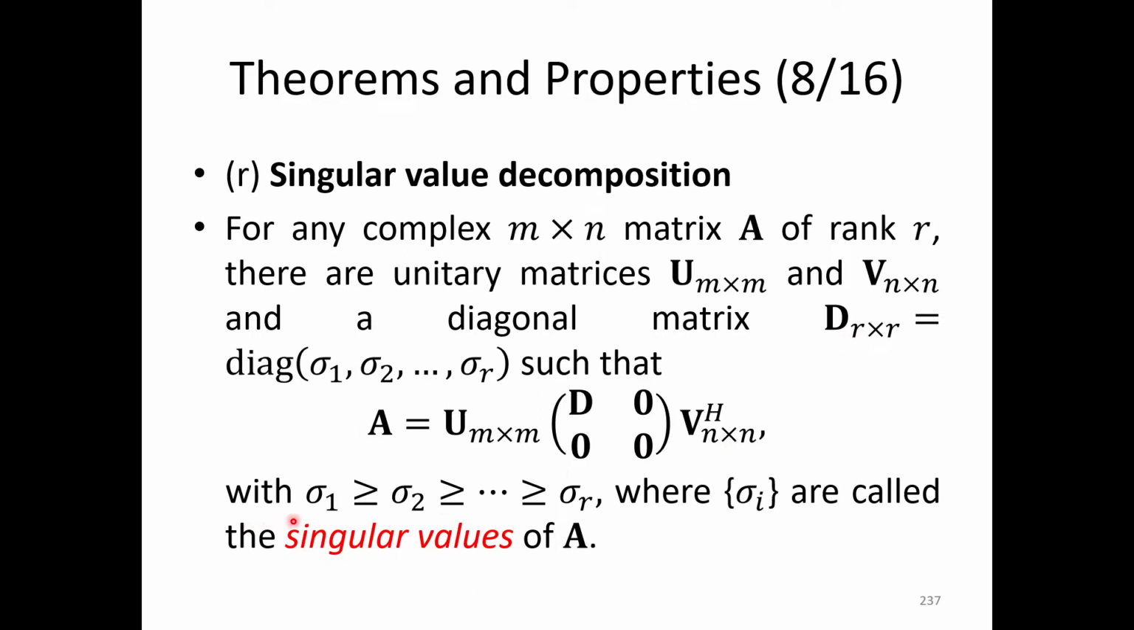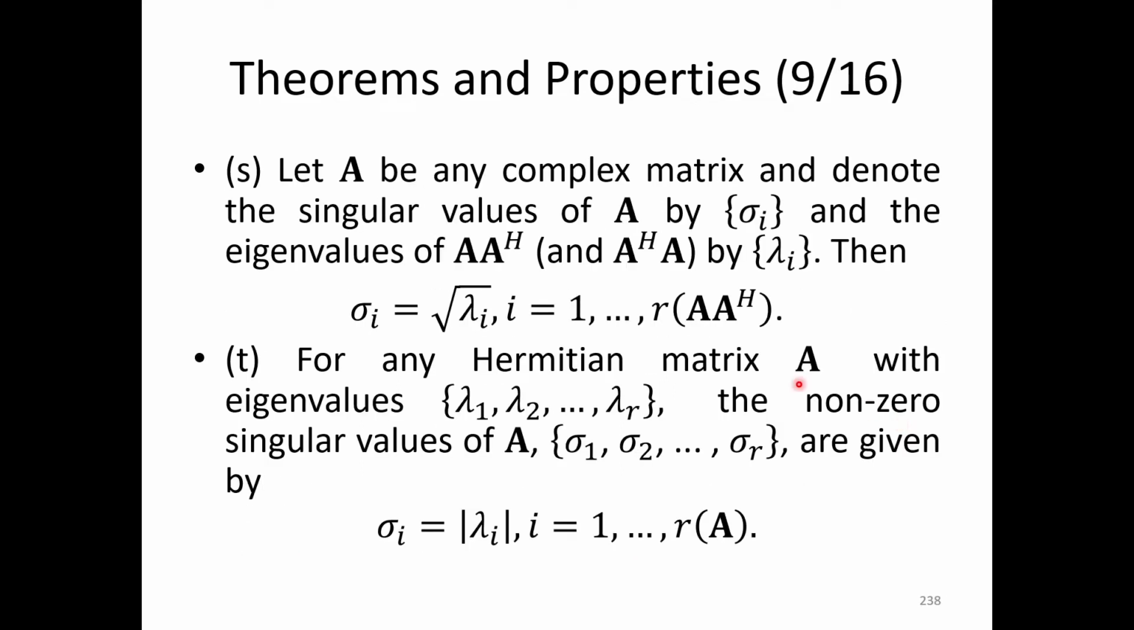Okay, with sigma 1 greater than or equal to sigma 2 greater than or equal to etc. greater than or equal to sigma r, where sigma I are called the singular values of A. Let A be any complex matrix and denote the singular values of A by sigma I, and the eigenvalues of A times A Hermitian and A Hermitian times A by lambda I. So do the eigenvalues of A times A Hermitian and A Hermitian times A equal? Okay, let us see the handout.